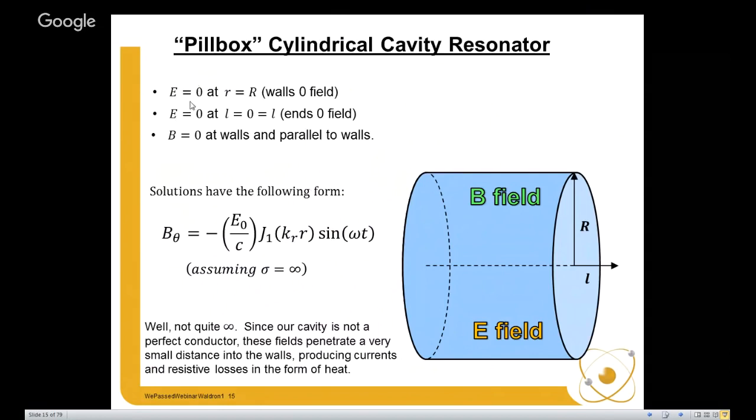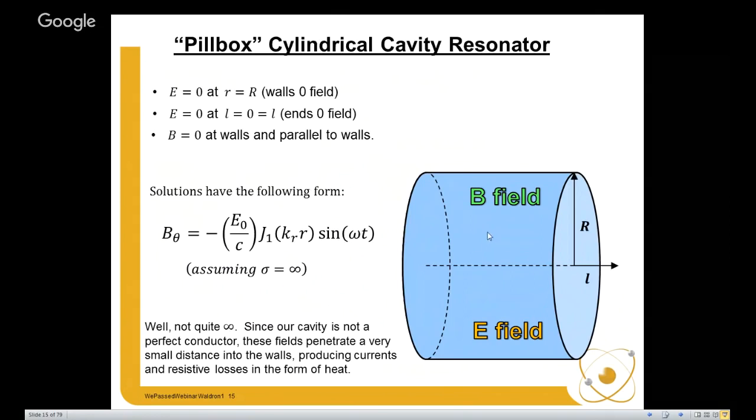Let's say that the electric field is going to be 0 at the walls, which are r equals big R, radius is r. And we're going to set it to be 0 at the ends. We're also going to say that the magnetic field is going to be 0 at the walls and parallel to the walls. Of course, that's going to happen anyway, thanks to Maxwell's equations.